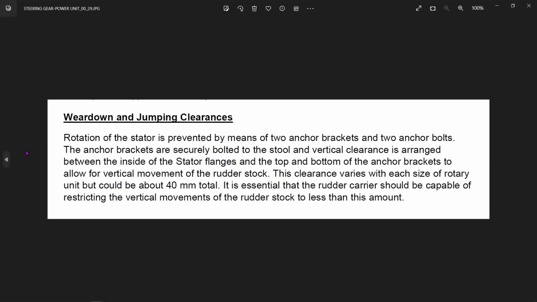Now, rotation of the stator is prevented by means of two anchor brackets and two anchor bolts. The anchor brackets are secured and bolted to the stool, basically where it is mounted onto the steering platform. And the vertical clearance is arranged inside the stator flanges and the top and bottom of the anchor brackets to allow for a vertical movement of the rudder stop.